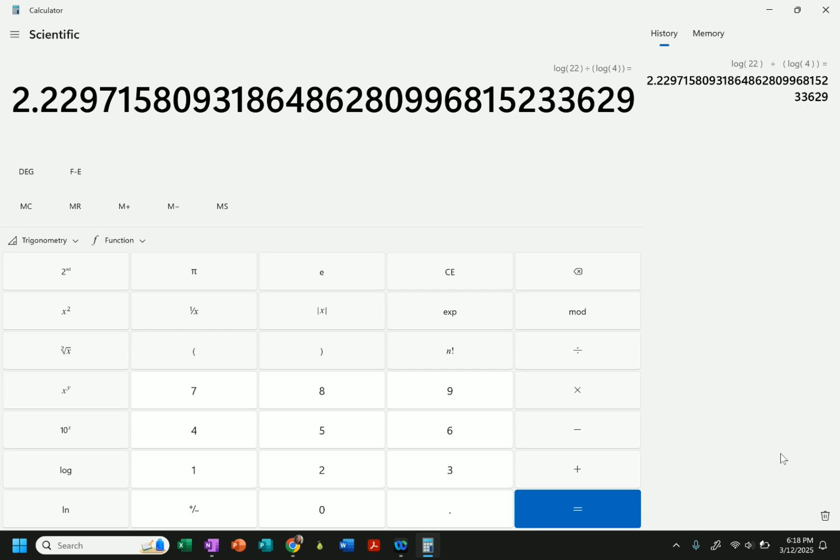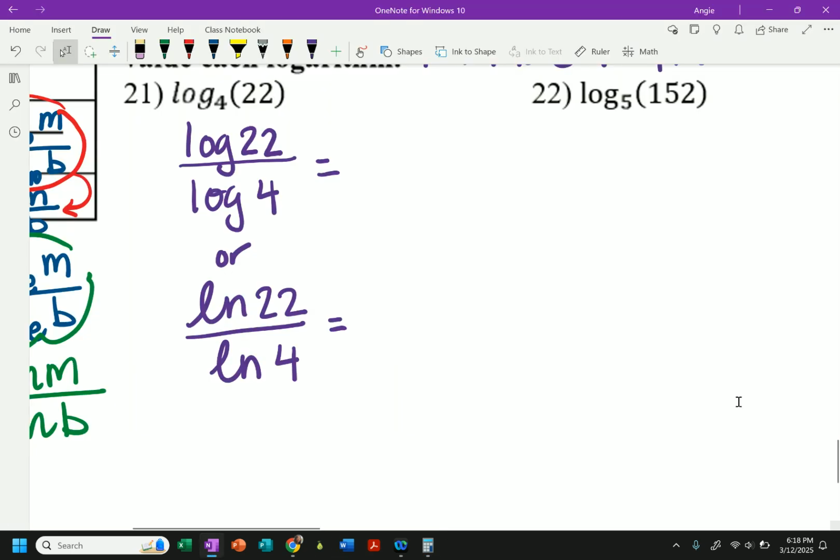2.2297, okay, but I'm asking you to round it to 3 decimal places. So let's write that in really quickly. 2.2297. So I need to look at the 4th digit. In this case it is 7, so I need to round this to 2.230.